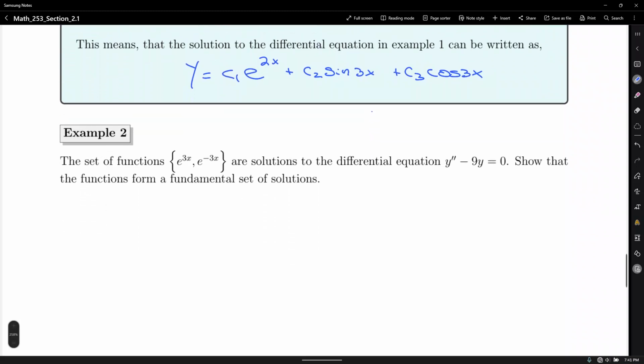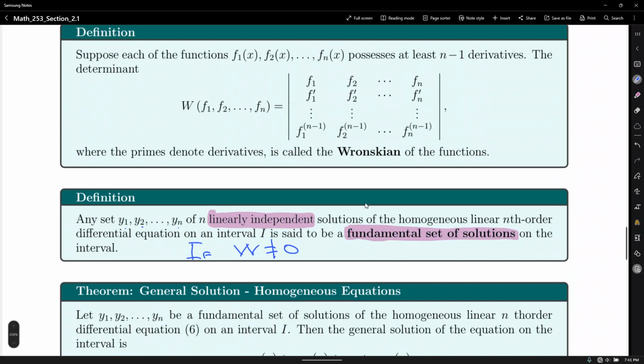Okay, so now let's have a look at one example, well, a couple of examples actually. The set of solutions e to the 3x, e to the negative 3x are solutions to this differential equation. For now, just take this for granted. We do not have the knowledge to solve this differential equation at this point, but we will soon. So they're asking us to show that the functions form a fundamental set of solutions. How do we know? If they are linearly independent. How do we know if they're linearly independent? If we compute the Wronskian, and the Wronskian is not equal to 0.